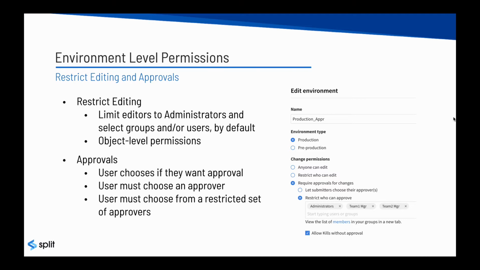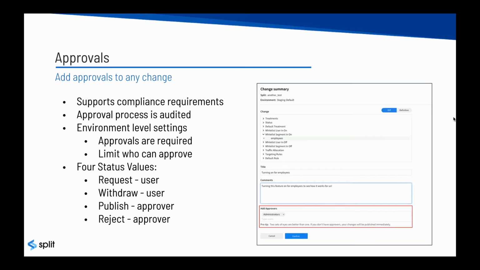The second primary way to look at it is through approvals. Now, you could set it so that a user only needs to choose an approver if they want a second pair of eyes. You can also set it up so that a user must choose an approver, or a user must choose an approver and it must be from a restricted set of potential approvers. For approvals, it's really been set up to support compliance requirements. And you have a lot of flexibility in terms of how you can manage those approvals.